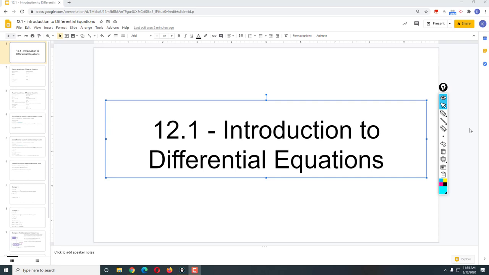Welcome to Unit 12, Differential Equations. So this one, 12.1, we're going to introduce differential equations.